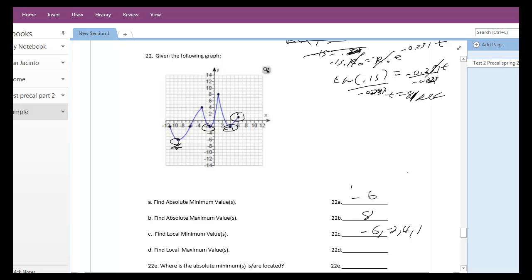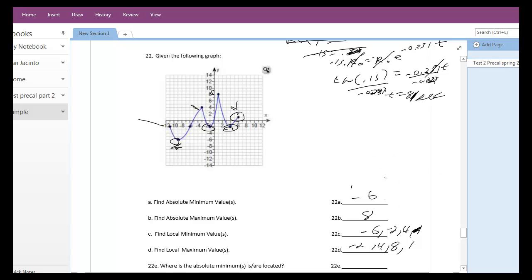The next question is find the local maximum values. So I have, actually, this guy right here, find local minimum should be minus 6, minus 2, and minus 2. This guy right here is a max. 22D, find the local maximums. I see a minus 2, I see a 4, I see an 8, and I see a 1. Right here, here, here, and here.